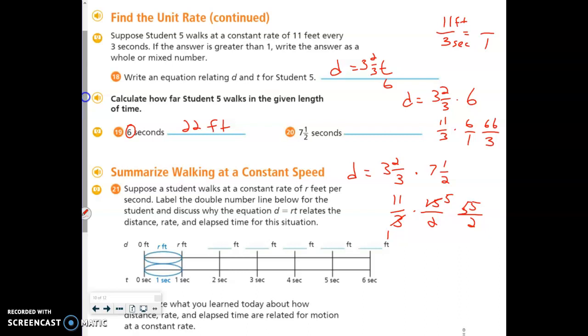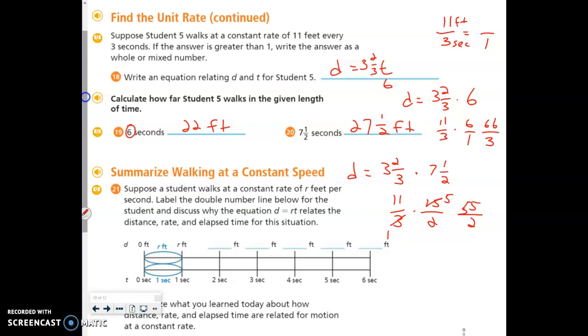Now, how many 2's can I pull out of 55, or how many halves are in 55? Well, if I go down to 54, half of that is 27, and then I'm left over with 1 over 2. So in this case, 27.5 feet will be traveled after 7.5 seconds for student 5.